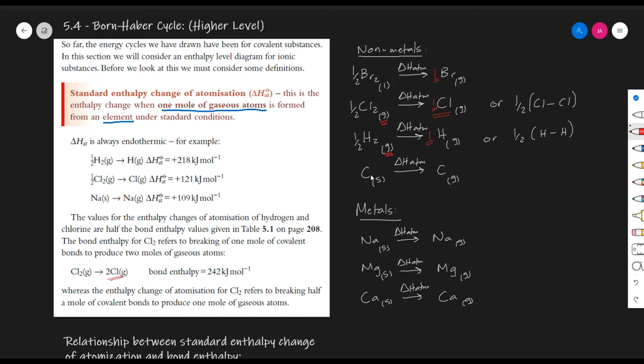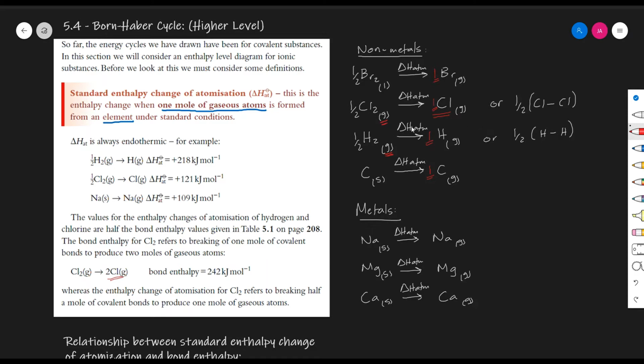We have some nonmetals that exist in the solid state, as seen here, such as carbon solid, and thus the enthalpy change of atomization states that it's the enthalpy change when 1 mole of gaseous atoms is formed from an element in its standard state, and thus this would represent the enthalpy change of atomization of carbon. Therefore, one trick that students fall for is this that I stated here.